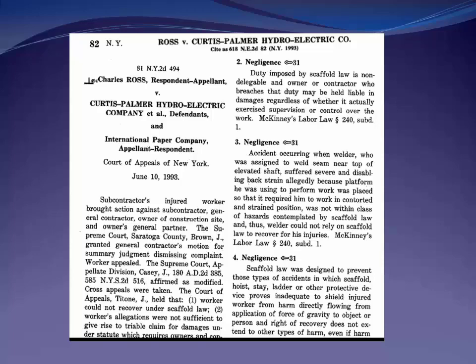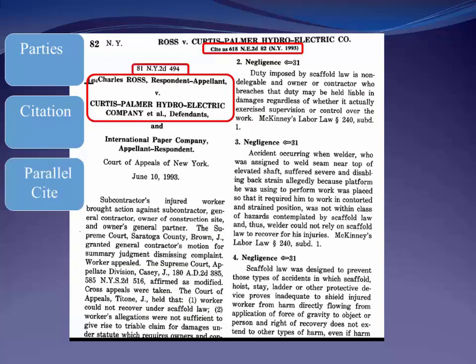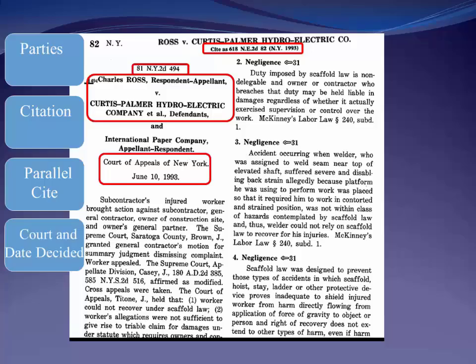So here's the parties. Those are the litigating parties. There's the citation, so that's the Blue Book compliant cite to the Northeast Reports for a New York Court of Appeals case. There's the parallel cite. There's the New York official reporter. If we were before a New York court, we would use that. There's the court and the date decided, so you can tell who's making the jurisprudence.